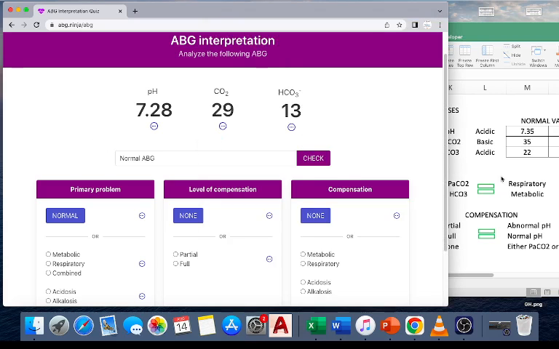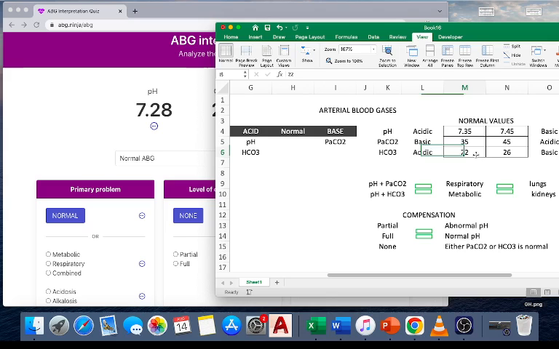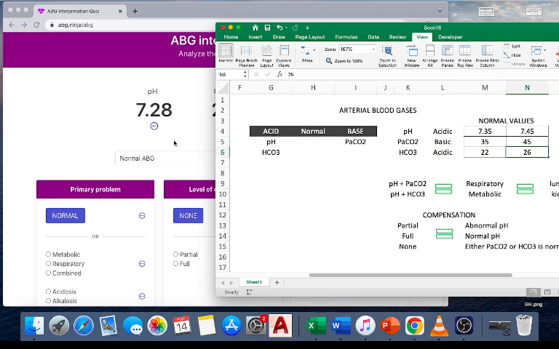HCO3 or bicarbonate, the normal value is 22 to 26. If it's lower than 22, it's acidic. If it's higher than 26, it's basic. And the value here is 13, so it means it's acidic.